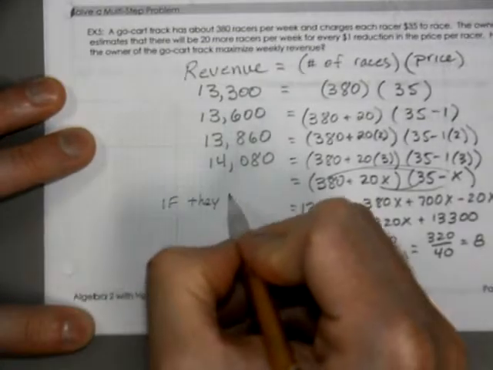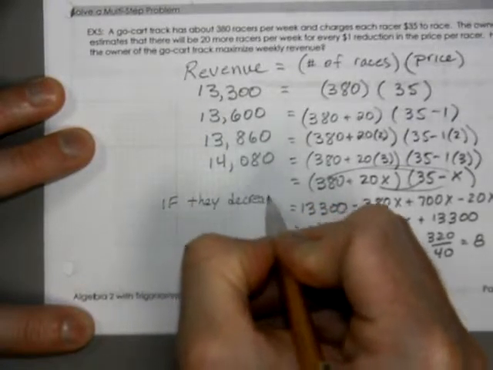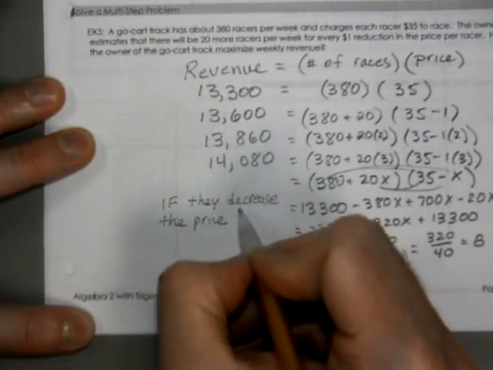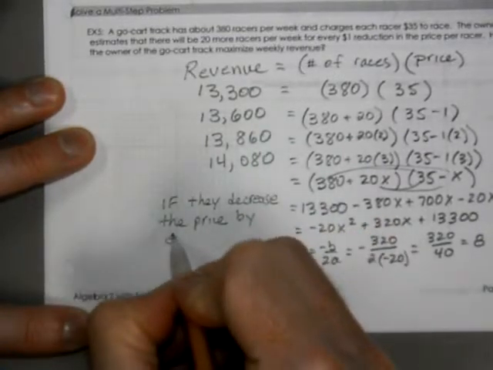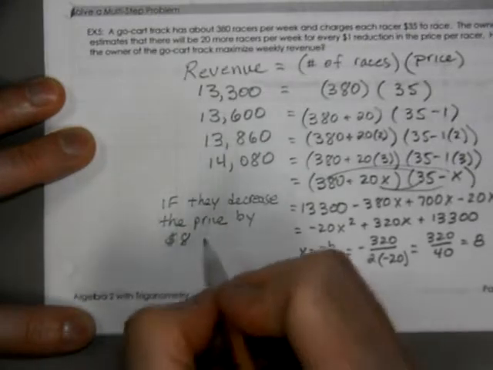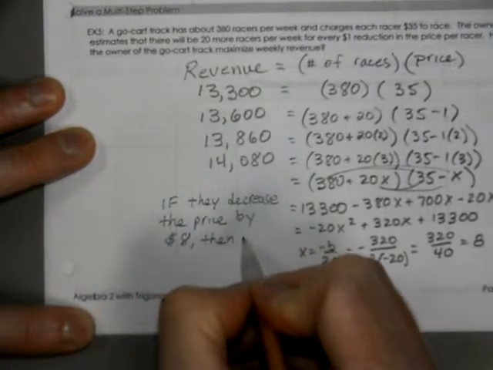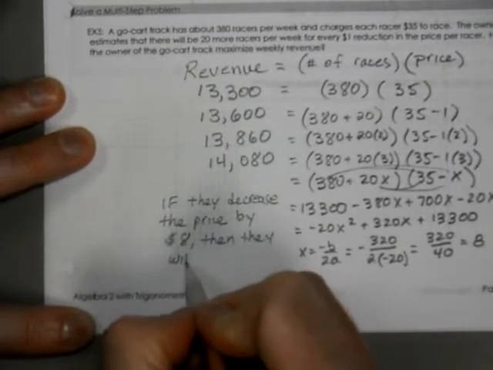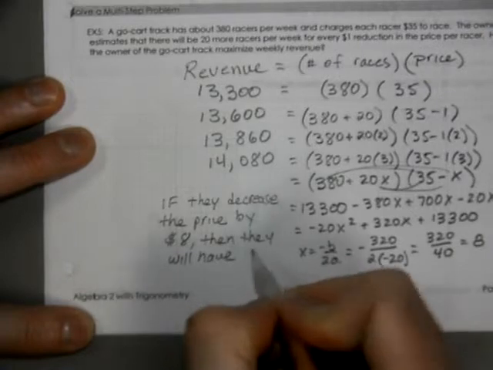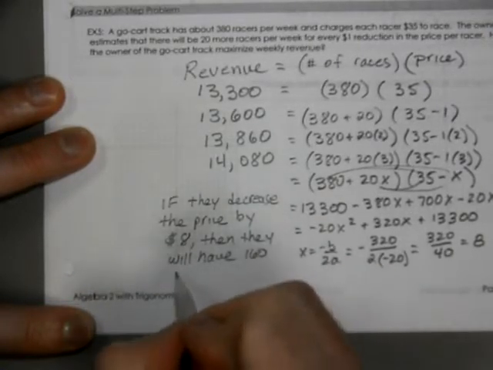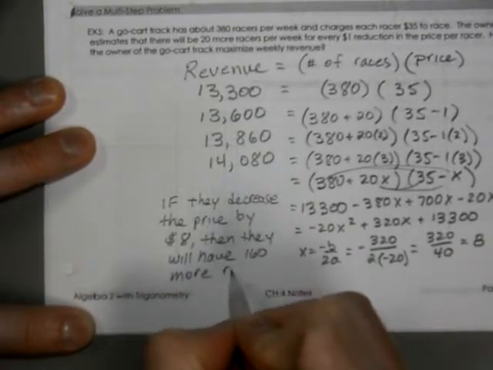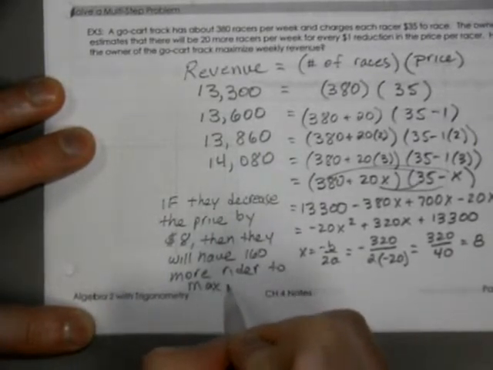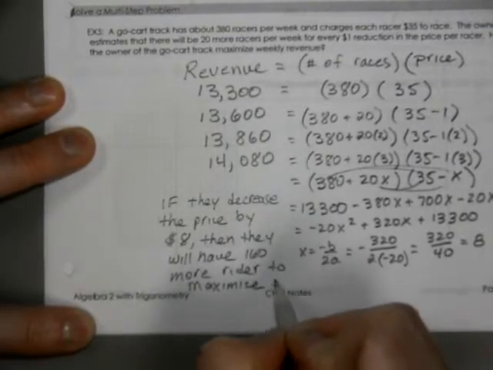If they decrease the price by $8, then they will have 160 more riders to maximize profit.